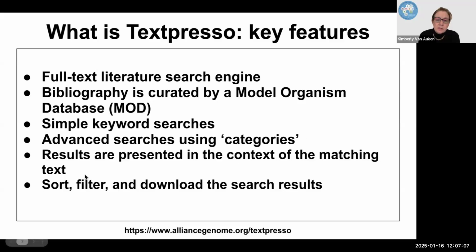The results of the Textpresso searches are presented in the context of the matching text. So you can always see exactly what the search engine found in the paper and why it thinks it's relevant. And then you can actually go out and see that in the context of the paper. Also, the results you can sort by year, you can put various filters on your searches, and download those search results.